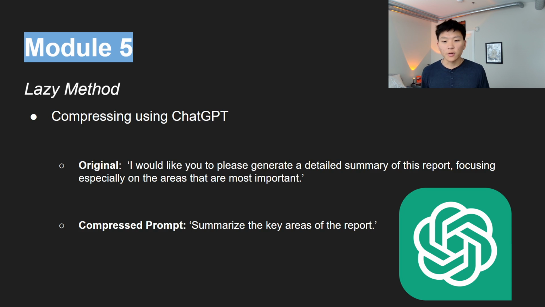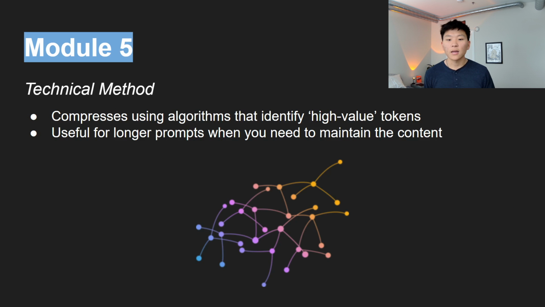So in this example, we have an original prompt, which is, "I would like you to please generate a detailed summary of this report, focusing especially on the areas that are most important." But you could also just compress this down to "Summarize the key areas of this report," and it pretty much gets the same message across. It's the same concept as when you're writing an email, a draft, or a report: you just want your wording to be concise. Same concept here. And then the technical method uses algorithms or different tools to identify which specific tokens are high value and which ones can just be taken out.